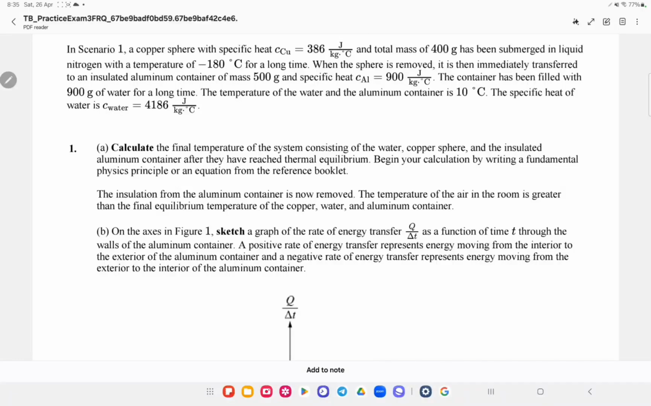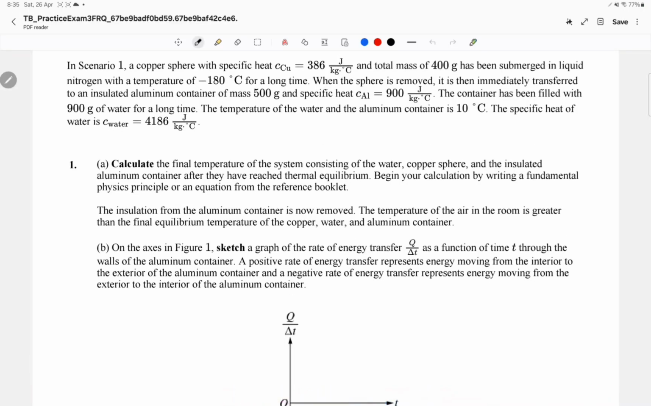So, in scenario 1, you've got a copper sphere with a specific heat capacity of 386, whose mass is 400 grams, submerged in liquid nitrogen whose temperature is negative 180. When the sphere is removed, it's immediately transferred to an insulated aluminum container of mass 500, whose specific heat is 900. The container has water.